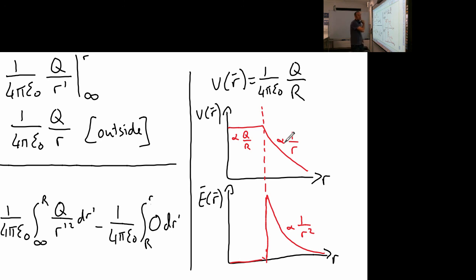Okay. So what's important here is that the potential, as you can see, is continuous over the surface of the shell, whereas the electric field is not.